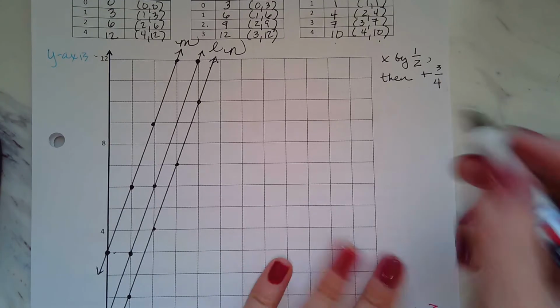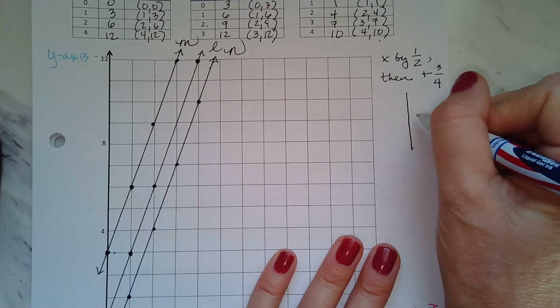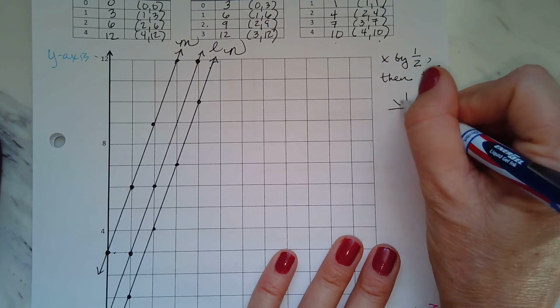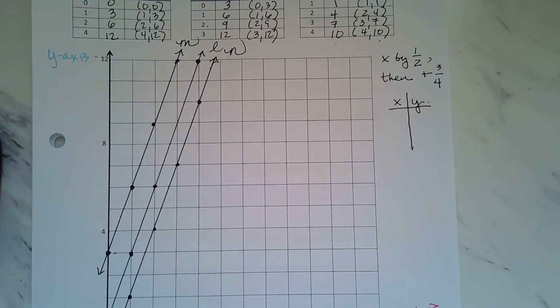So first, think about this for a second. So here's our x and our y. If x, we're going to multiply x by a half, and then you're going to add 3/4. So what do you predict this line could look like?